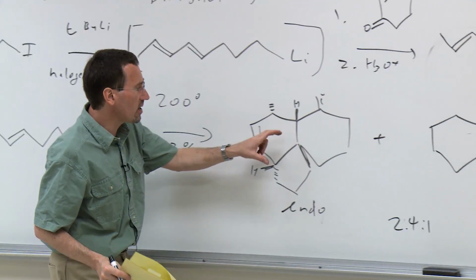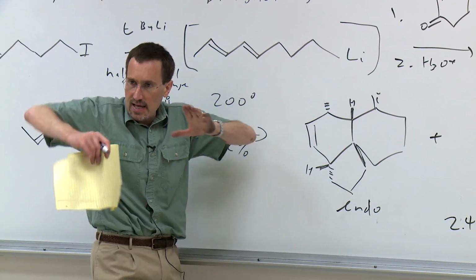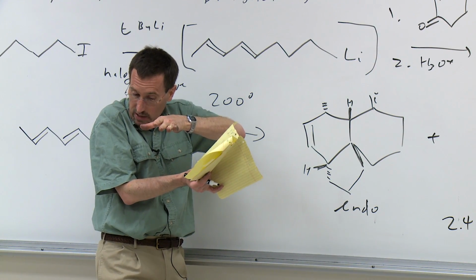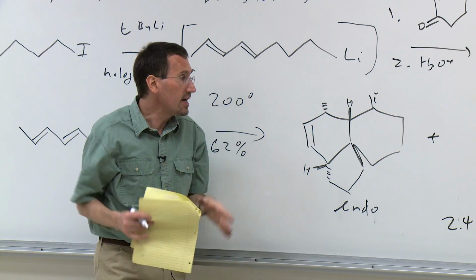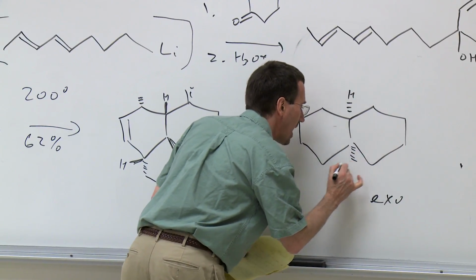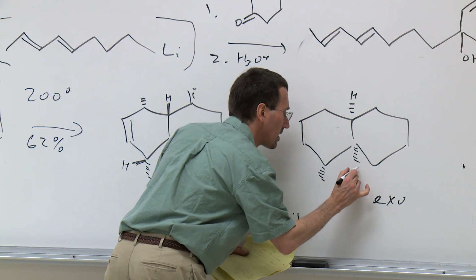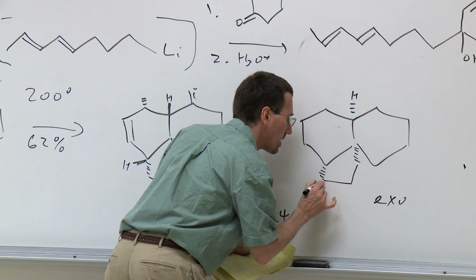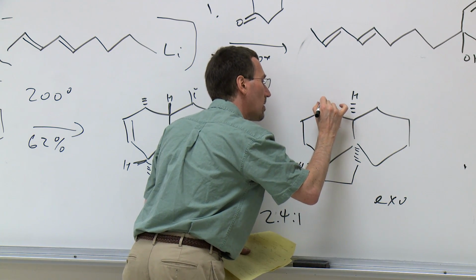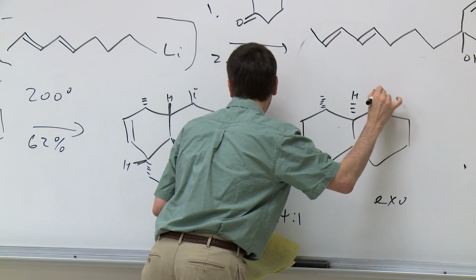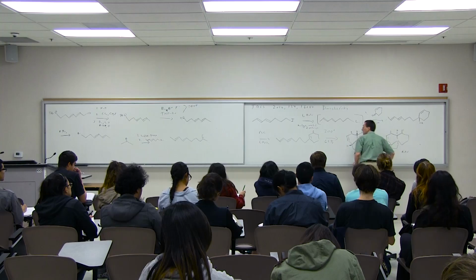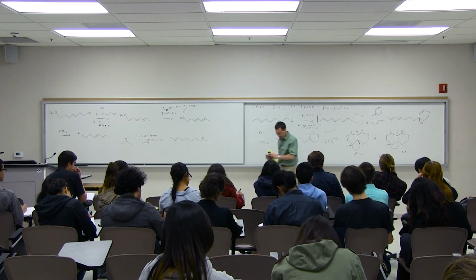The exo selectivity comes from, instead of the cyclohexanone being tucked under the diene, instead of the carbonyl being tucked under, it's pointing out in the other direction. That gives rise to the opposite stereochemistry at the ring junction. And again, I've only drawn one enantiomer. And so I thought that was pretty good.